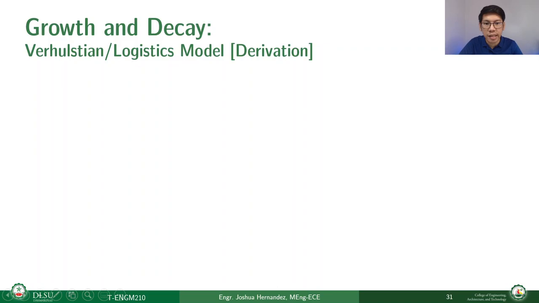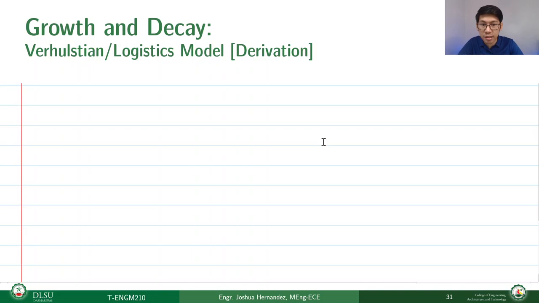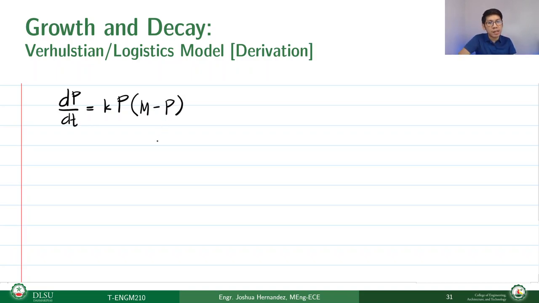Okay. Sige, let me bring out my handy-dandy notebook. Yan. Hope you can see it on the screen. Let us try and derive yung ating Verhulstan model. Okay. Yung ating Verhulstan model has an equation of dp over dt equals kp and then quantity m minus p. Tignan natin yung DE natin and what can we notice? If we expand this, magkakaroon tayo ng Bernoulli, you know?